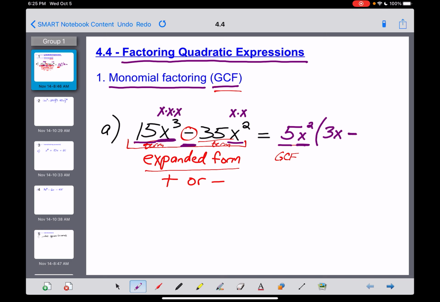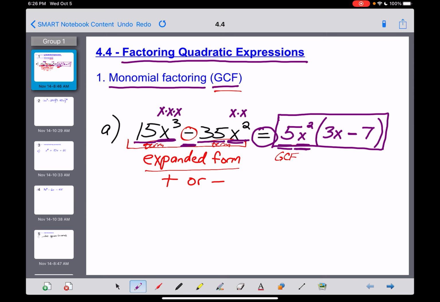Then we go to the second term. There was a 35. We divided out the 5, so that leaves us with a new coefficient of 7. In terms of variables, there were 2 x's there. We pulled both of those x's out in front, so there are no x's left. Then we close the parenthesis, and what we have here, everybody, is our factored expression that is equal to, let's not lose sight of that significance, the original expression.